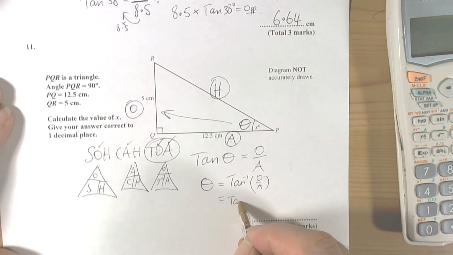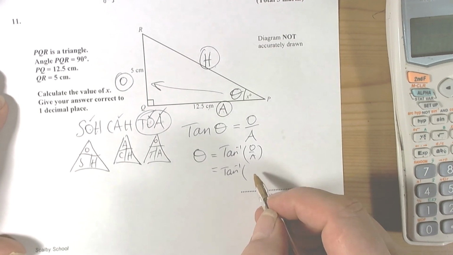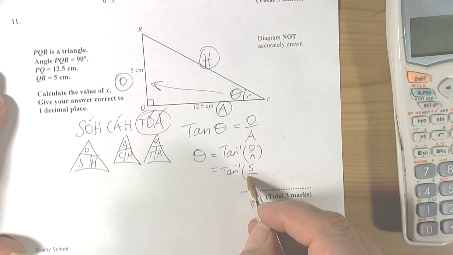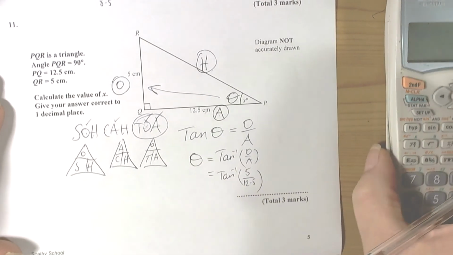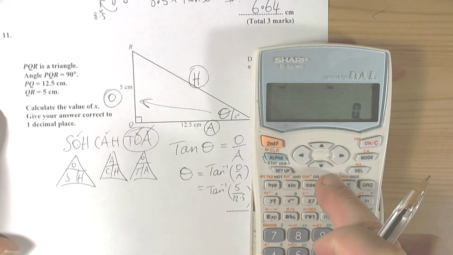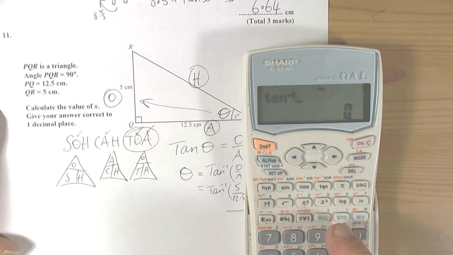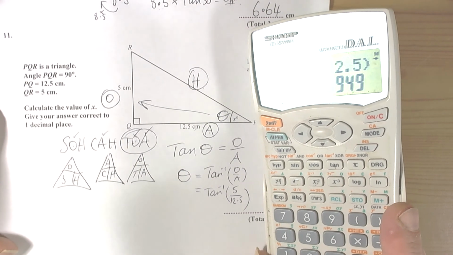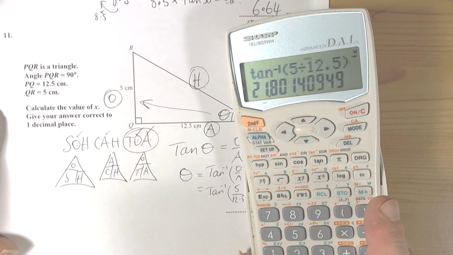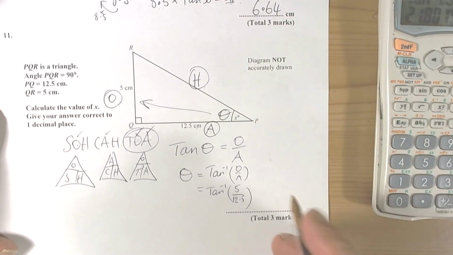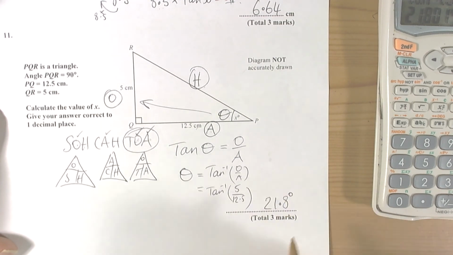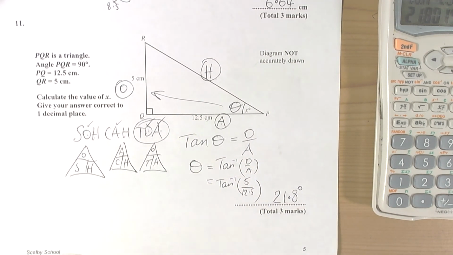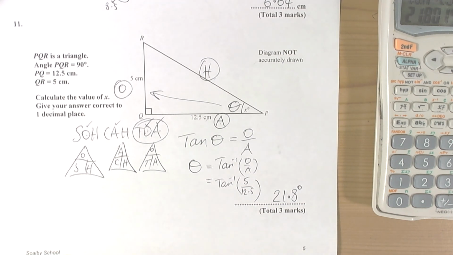So that's going to mean we're doing tan to the minus 1 of the opposite length, 5, divided by the adjacent length, 12.5. So we put that in our calculator, again making sure that we're in degrees mode, open a bracket, 5 divided by 12.5, close the bracket, equals. So we get an answer of 21.8 to three significant figures. So 21.8 degrees.